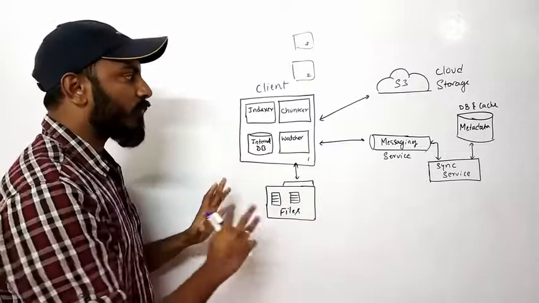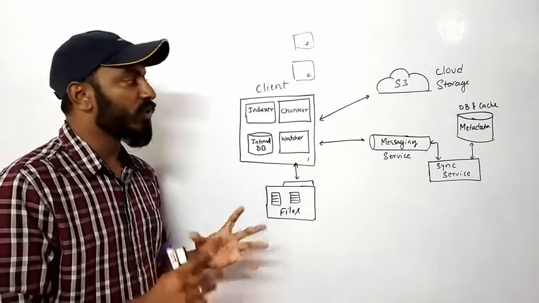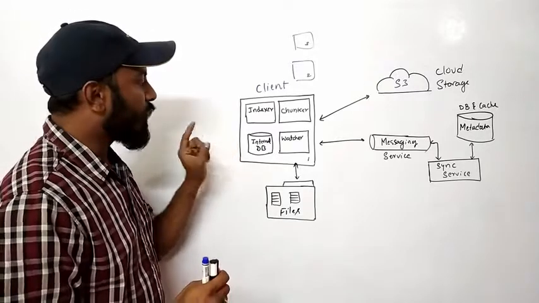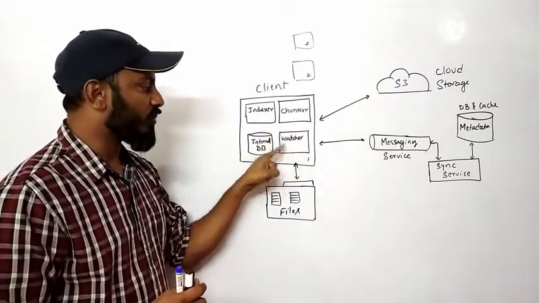Now I'm going to explain how this system works on a big picture. So this is a client. We have indexer, chunker, watcher, and internal DB.